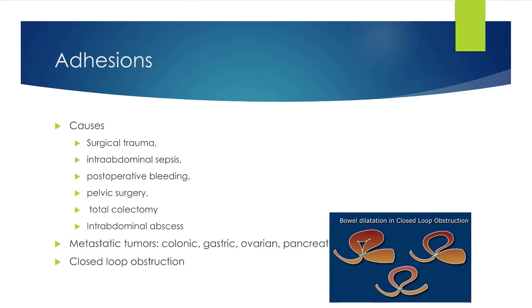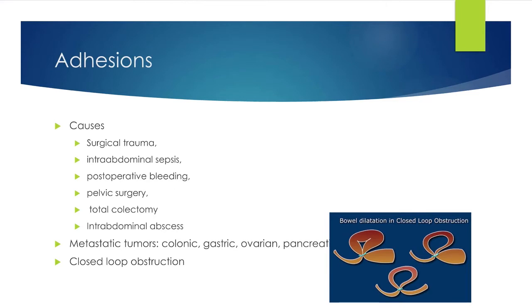Now, metastatic tumors, the most common are the colonic, gastric, ovarian, and pancreatic cancers. Outside the abdominal cavity, it's either lung or breast cancer that would metastasize to the peritoneal cavity.